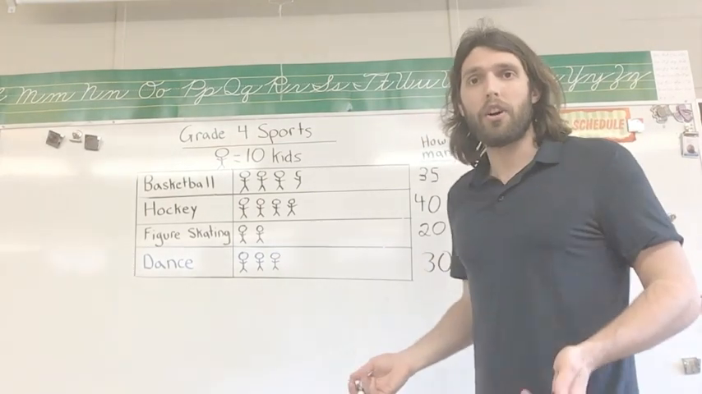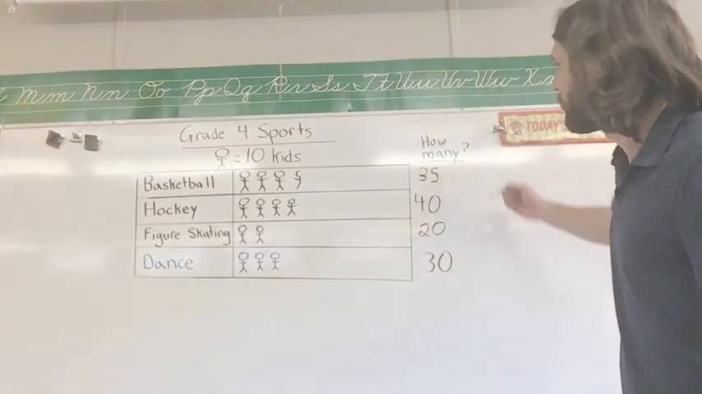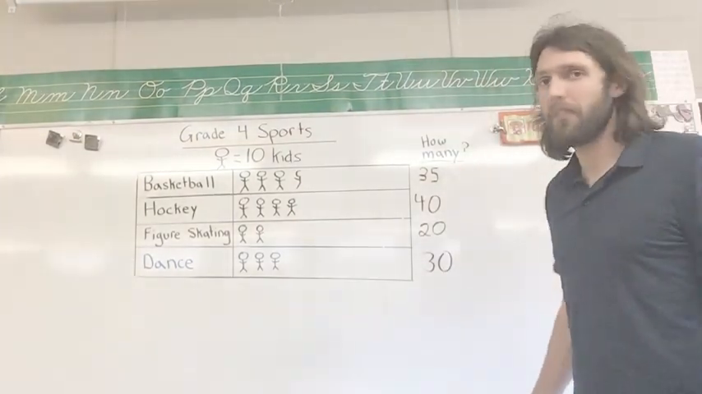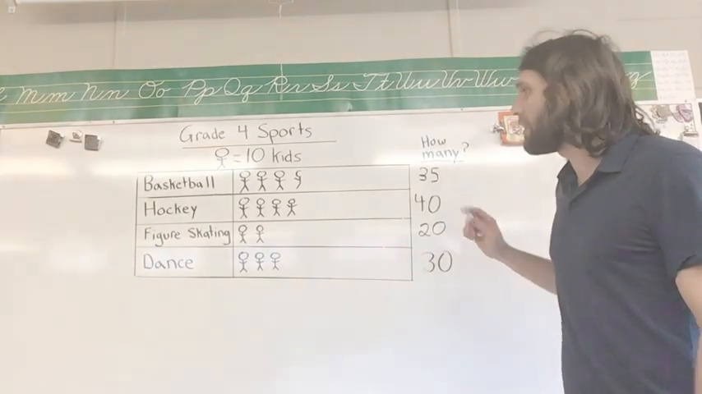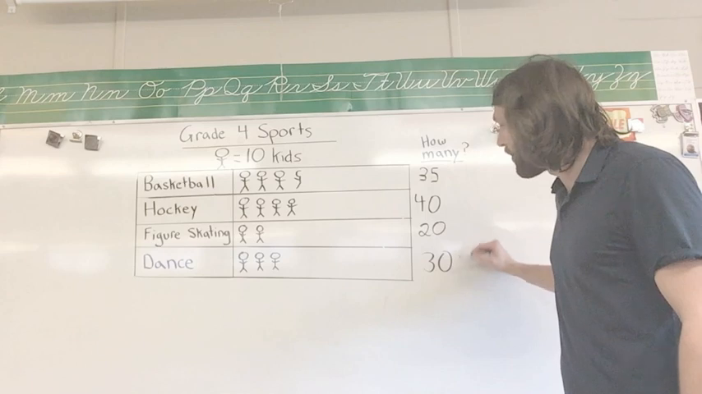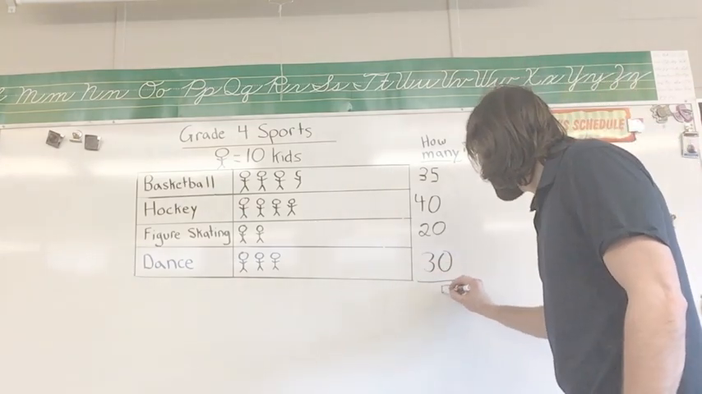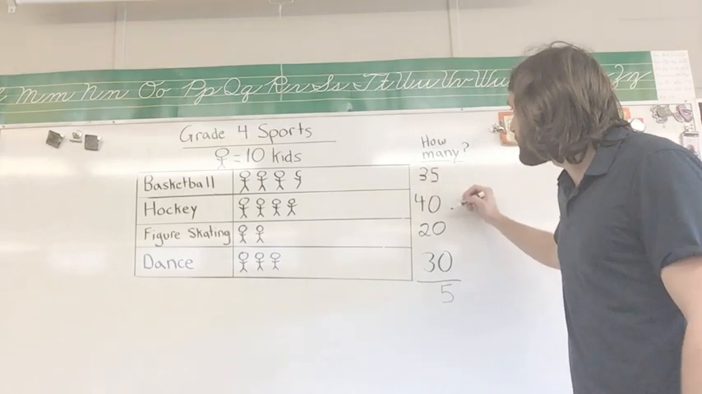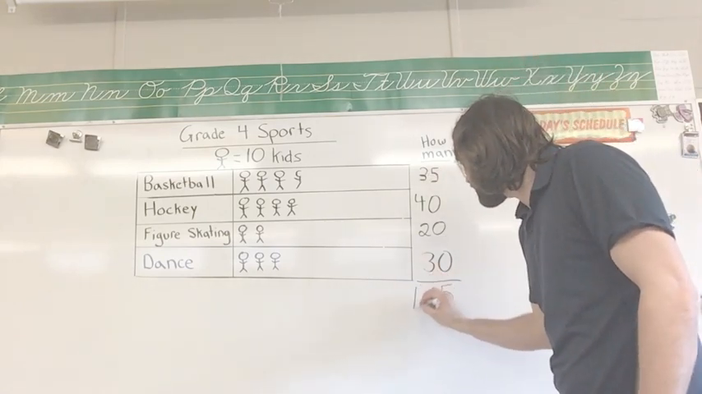So, now let's look at how many kids in grade 4 play sports in Penticton and Summerland. So, we know that 35 play basketball. We know that 40 play hockey. We know that 20 do figure skating. And we know that 30 dance. So let's do some math. So that's 5. 3 plus 4 is 7. 7 plus 2 is 9. 9 plus 3 is 12.